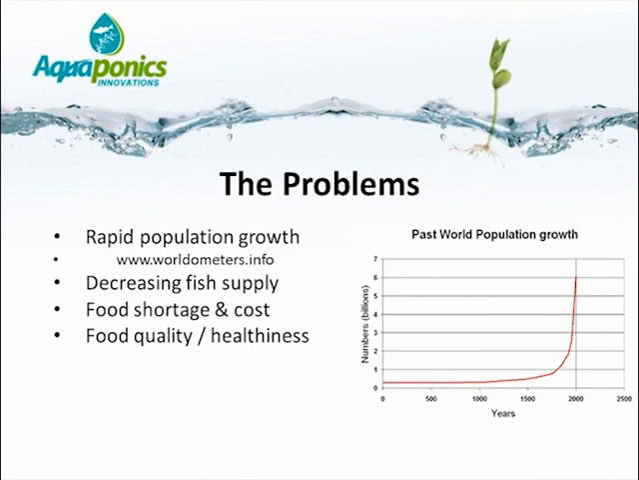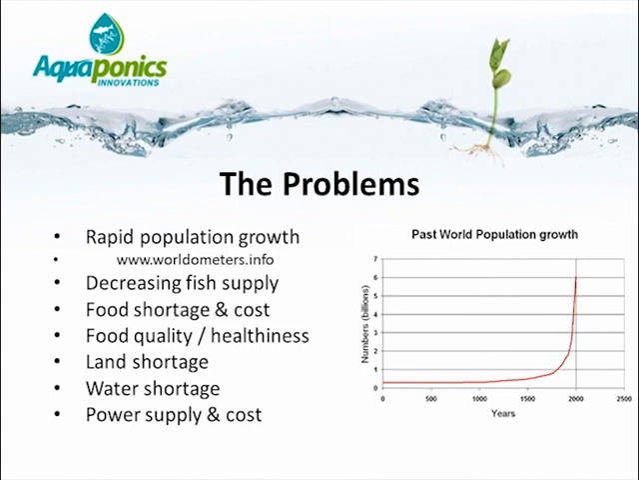With a growing world population, the obvious result of land shortage is also a problem. And combined with this is water shortage, referring of course to fresh water. Power supply and the costs associated with power supply are also becoming a global challenge. And more people are looking towards renewable forms of energy.